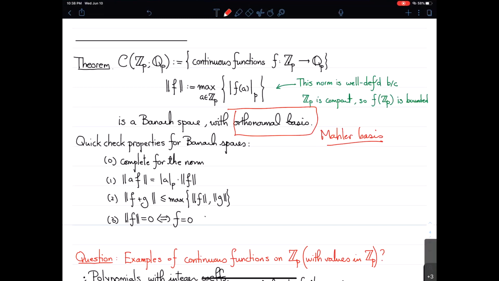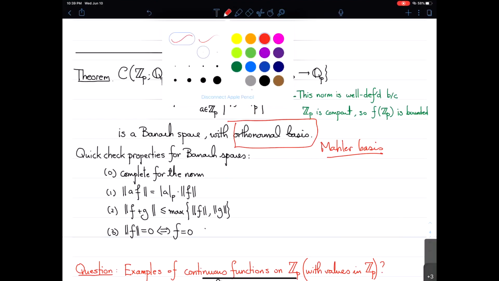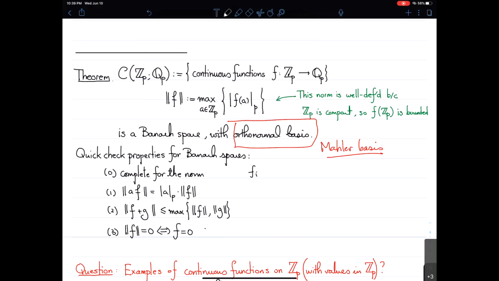Okay. So let's quickly check the properties of Banach spaces for this space. First of all, it's complete for the norm. Looks like so. If you have a sequence of functions where the maximum p-adic norm of the values, it's uniform convergence. Maybe I should write something, sorry. So you have some f_i such that the norm of f_{i+1} minus f_i goes to 0, then f_i must converge to some f, right?